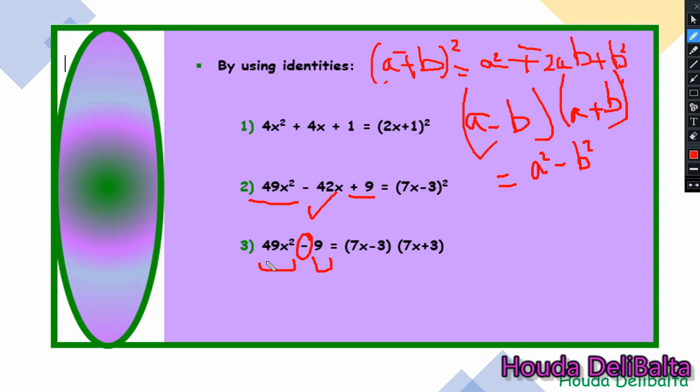Now the radical of 49x squared is 7x and the radical of 9 is 3. So all what I have to do is to open 2 parentheses. In the first one I put 7x minus 3. I make the radical for this and for this. And in this second factor or parenthesis I put 7x plus 3. If you are going to make sure, you can just expand these and definitely you are going to get 49x squared minus 9.